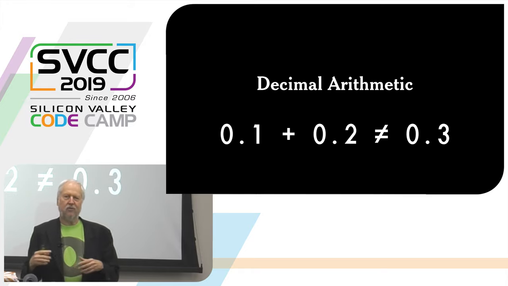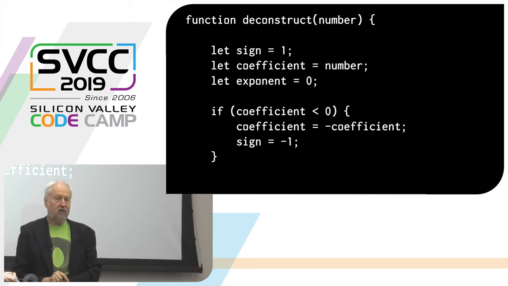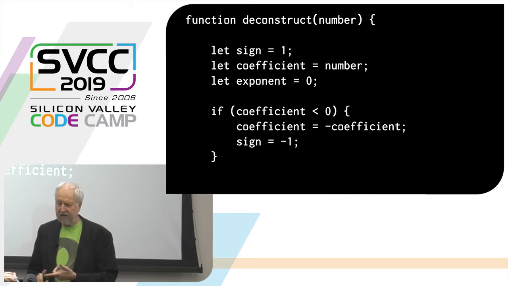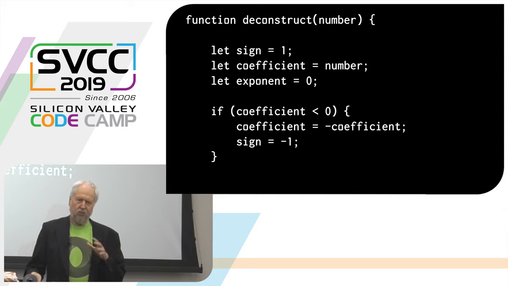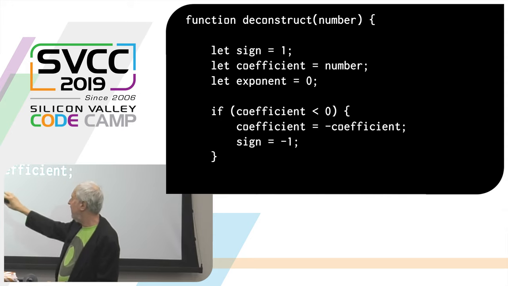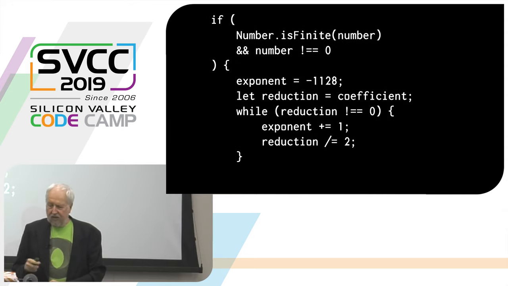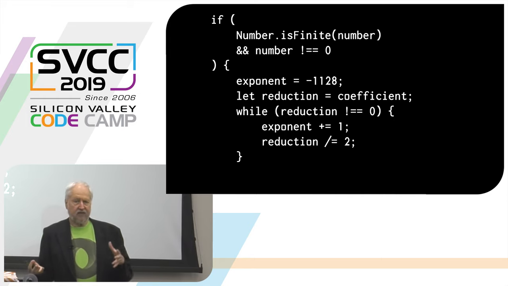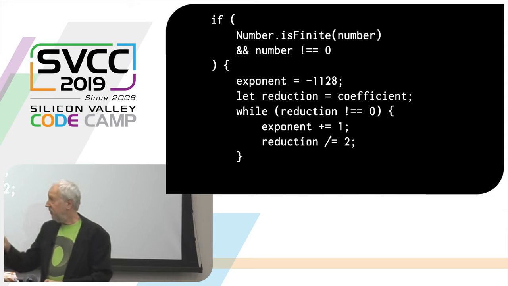In order to do that, we want to first deconstruct a floating point number and understand what's exactly going on. So this is a deconstruct function written in JavaScript, so we can pass in a floating point number, and we're going to try to extract the sign, the coefficient, and the exponent of this number. So we want to be working in positive space because things get a little bit weird in negative space. So if it's negative, we'll set the sign to minus and get the absolute value of the coefficient. Then if the number is finite and not zero, which means it's going to be an interesting number that we want to deconstruct, then we'll go through this process.